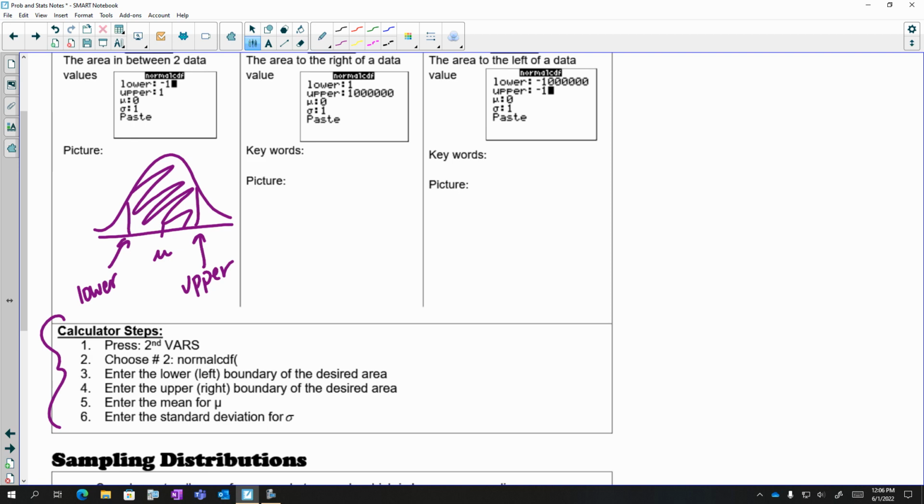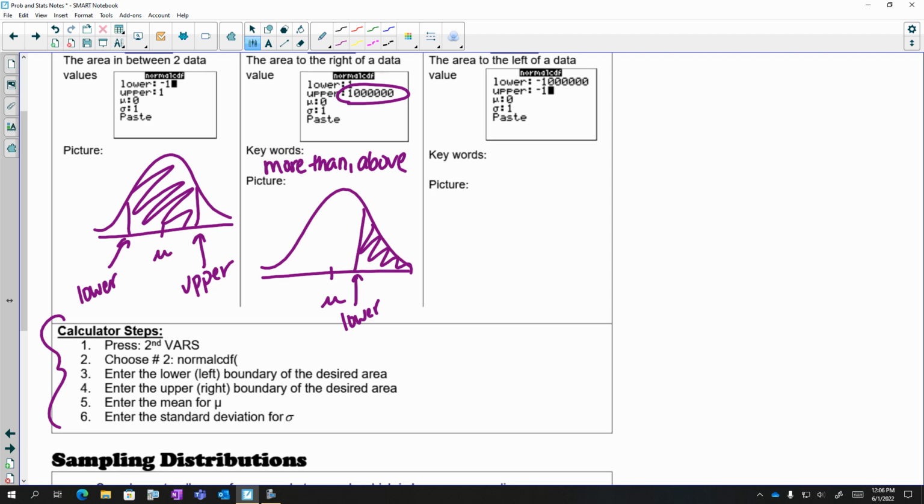All of your calculator steps on how to do this with normal CDF are listed for you here. The next one is when I'm looking to the right of a data point. Here's my lower bound, and keywords would be more than or above. Your upper bound here, guys, is on the right-hand side, and we like to use a really big number because it's kind of approaching infinity, although it does depend on the scenario of the question, but we put that in as our default.